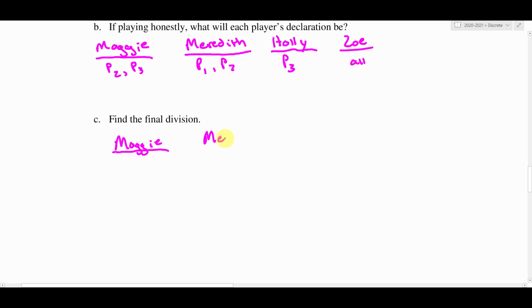So we got Maggie, Meredith, Holly, and Zoe. There we go. So let's go with the most picky person first. That's going to be Holly because she's only okay with one piece. So automatically I'm going to give piece 3 to Holly. And that eliminates piece 3 as an option for the other players, right? So now Maggie becomes the next most picky person because she's only going to be okay with piece 2. So I'm going to give Maggie piece 2, and then piece 2 gets eliminated from the other players.